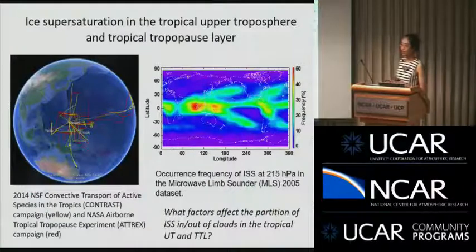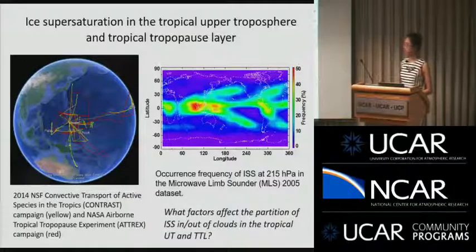So, moving on to my student Katie's work. We're also looking at ice supersaturation in the tropical upper troposphere and tropical tropopause layer. The DC3 campaign happened in the extratropics. Now we use the 2014 NSF CONTRAST campaign, which is in yellow, and the NASA ATTREX campaign, which is in red, to show how the sampling around Guam can actually capture supersaturation.